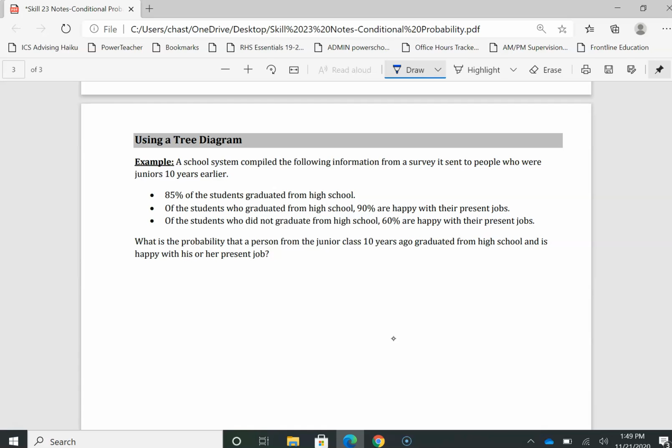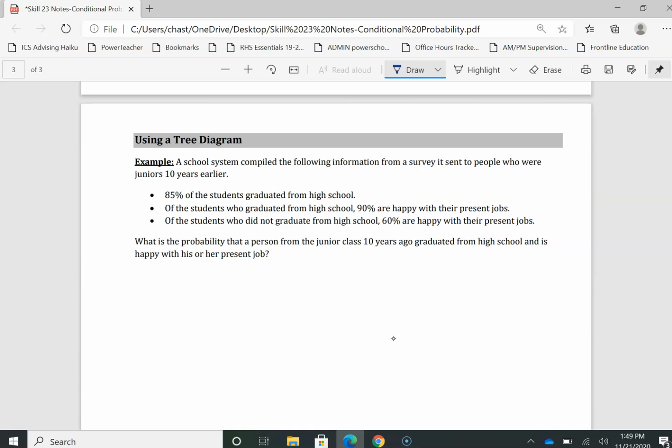85% of the students graduated from high school. Of those students who graduated from high school, 90% are happy with their present jobs. And of the students who did not graduate from high school, 60% are happy with their current jobs. So what is the probability that a person from the junior class 10 years ago graduated from high school and is happy with his or her present job?